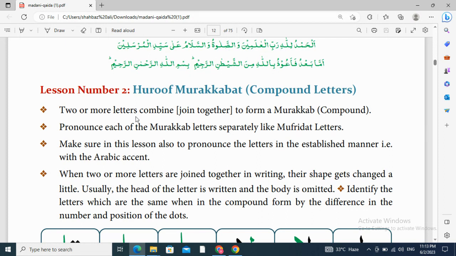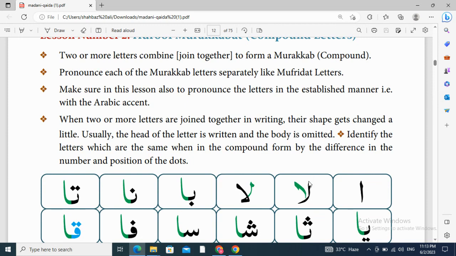Two or more letters combine to form a murakkab. Pronounce each of the murakkab letters separately like mufridat letters. Don't read as la, ba, na. Rather, just read as lam, alif. Pronounce each of the letters separately, like ba, alif; noon, alif; ta, alif.